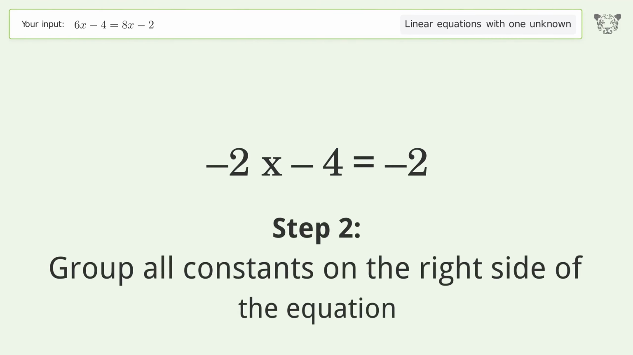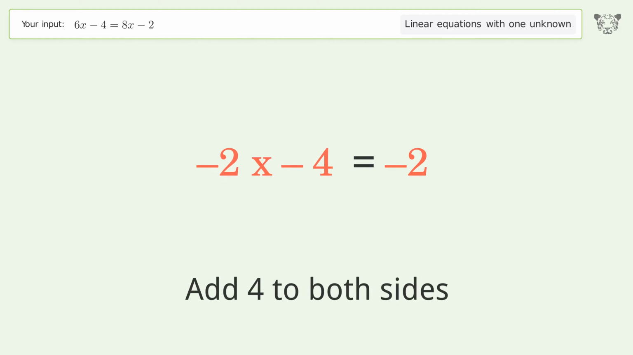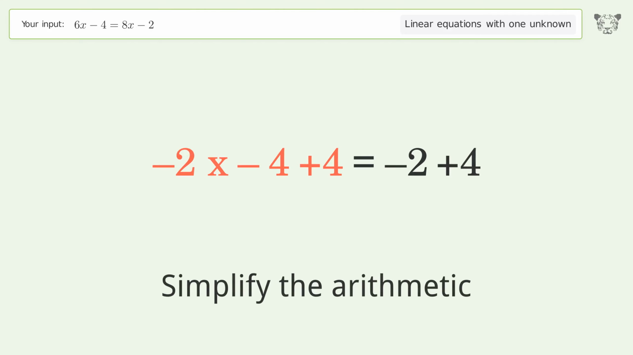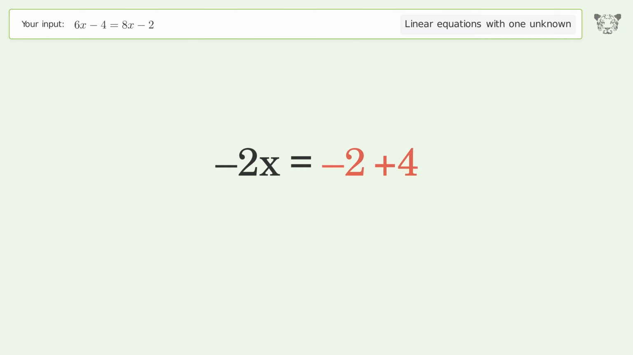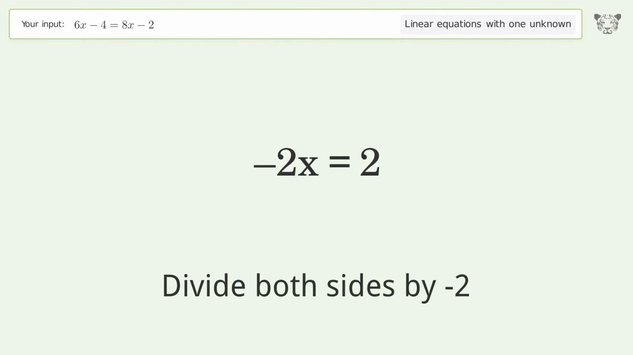Group all constants on the right side of the equation. Add 4 to both sides. Simplify the arithmetic. Isolate the x. Divide both sides by -2.